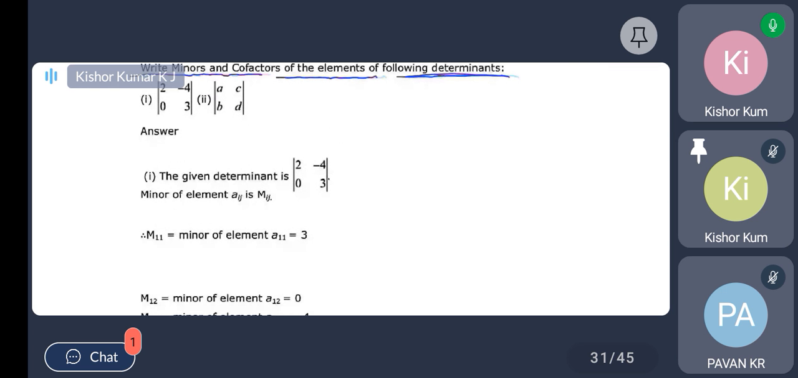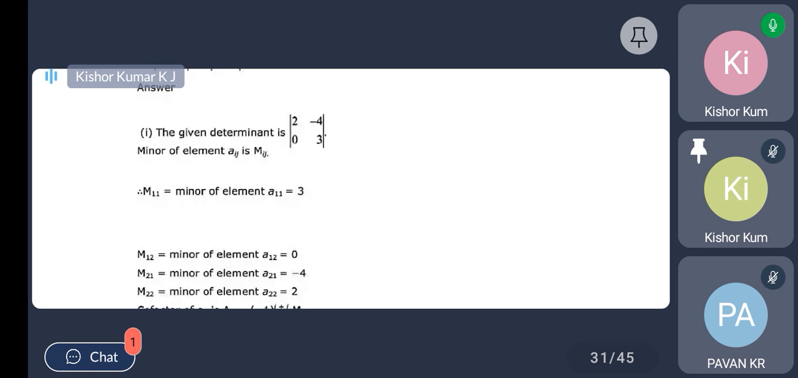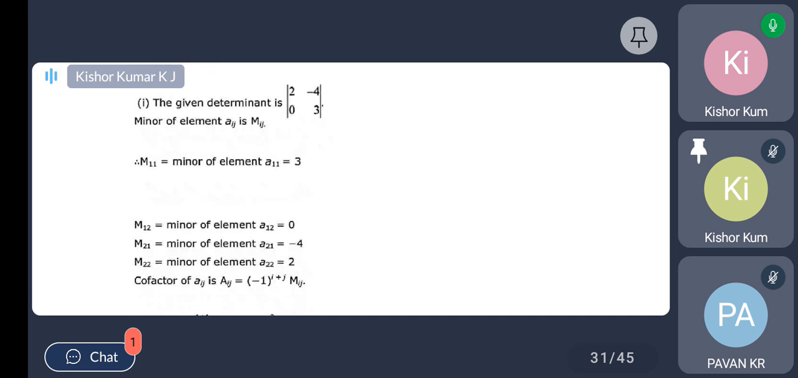First, I will consider the first sub question. Here the determinant is in the form of 2, minus 4, 0, 3. The minor of element Aij is Mij. First I am going to consider the M11 value, the first element in the first row and first column. Delete these two. The remaining element is only 3. That is the M11 value. You can directly calculate the Aij here, that's not a problem, or you can calculate it later because we have only 4 elements. Or you can also write it here, no problem.